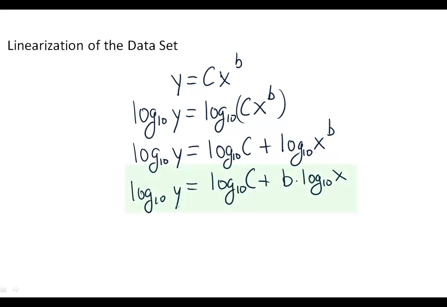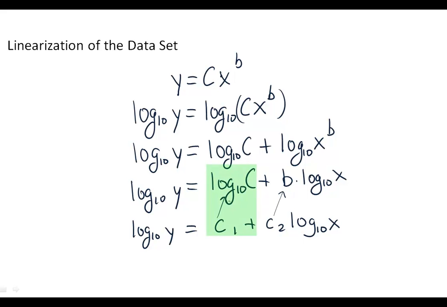And what I'm seeing right here is a linear equation. I have log 10 of y, that's my variable, and log 10 of x is the other variable. And I have C1 plus C2 times log 10 of x. So if I can find this line on the data set, log of x, log of y, I can find C1 and C2 and translate them back into the two numbers that I need for my Powerlaw model.